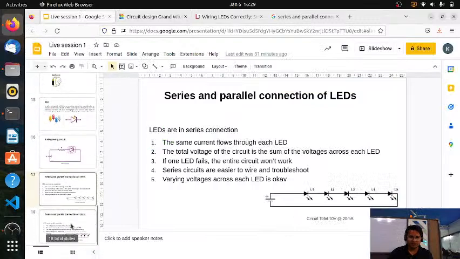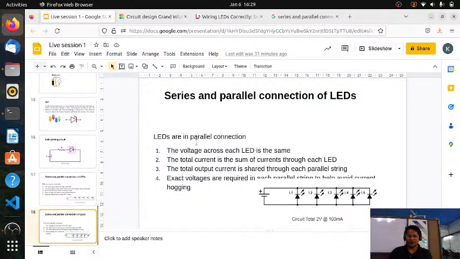Moving on, now let's do the parallel. Okay, in parallel connection, see the condition. The voltage across each LED is the same. And in our home, all the electrical wirings are connected in parallel. In our home, alternating current comes, and all the electrical wiring is done in parallel, so that every electrical appliance takes 230 volt, 240 volt.